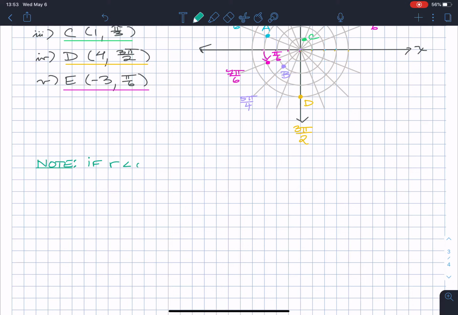if the radius is negative in r comma theta, then plot at r, or at the absolute value of r, comma theta plus 180 or pi. Okay, so that's what happens when we have negative radii.